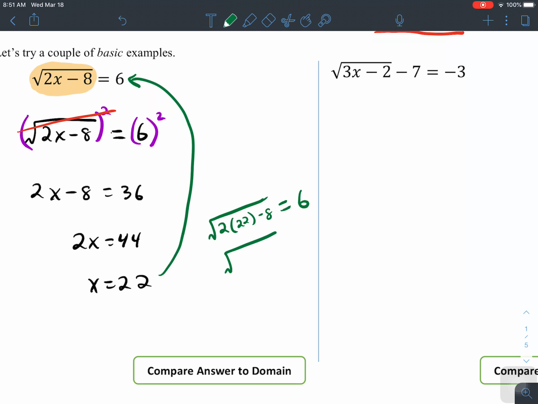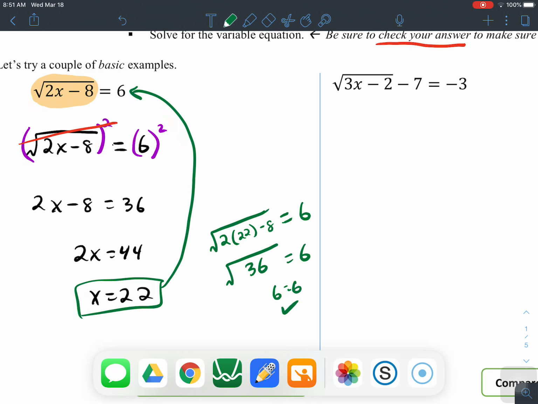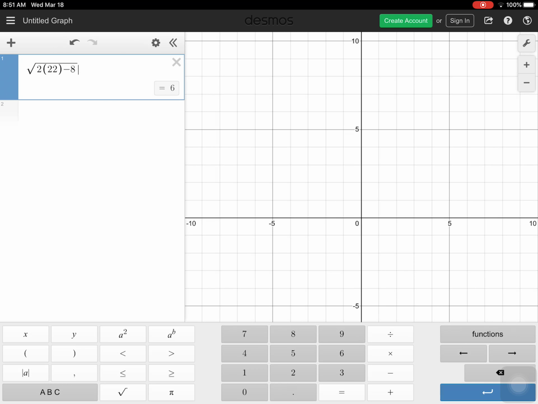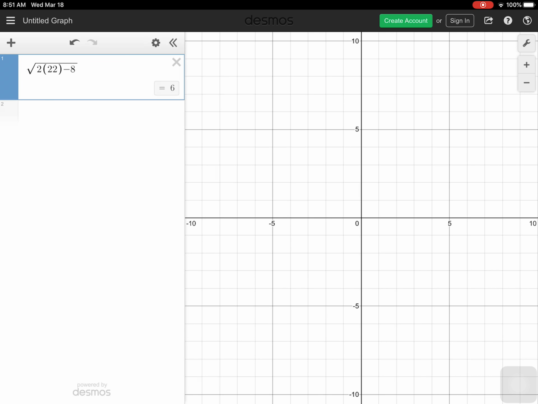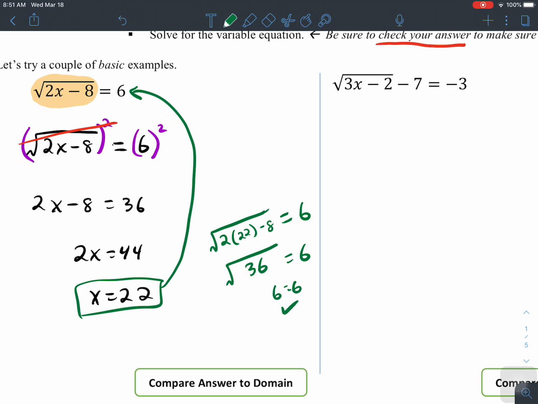For me, the mental math: 44 minus 8 is 36. Is the square root of 36 equal to 6? Yes, it is. So I am right. We are good. And I am very serious that you can check it with your calculator. You can see right here I have it typed in: square root of 2 times 22 minus 8, and it does equal 6. So I am right.